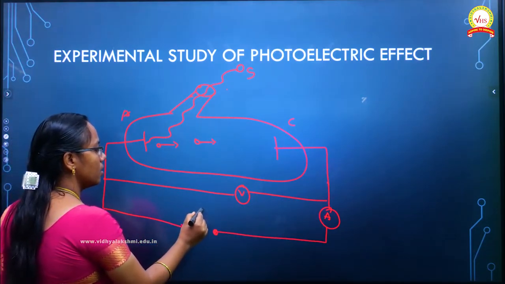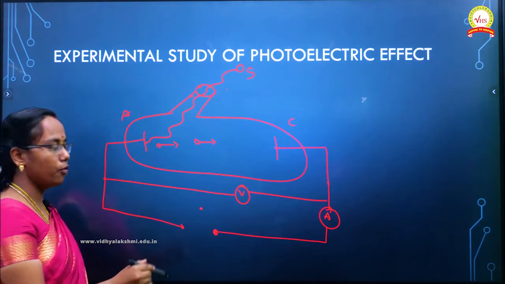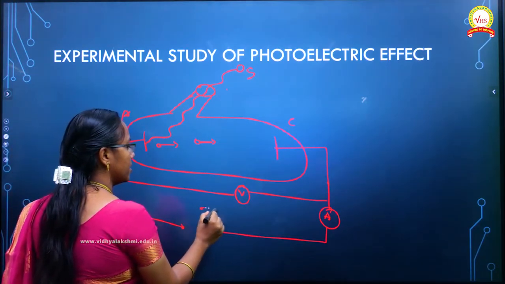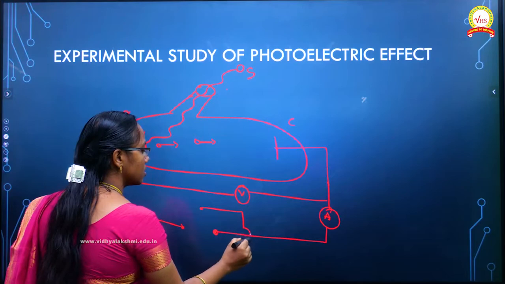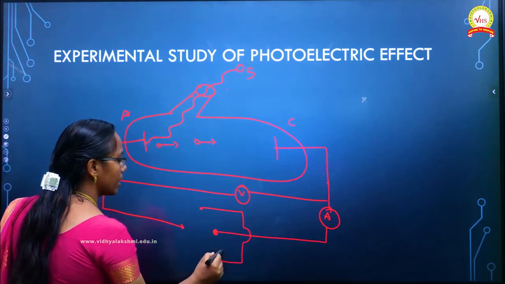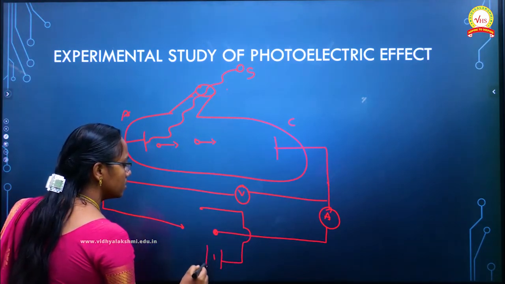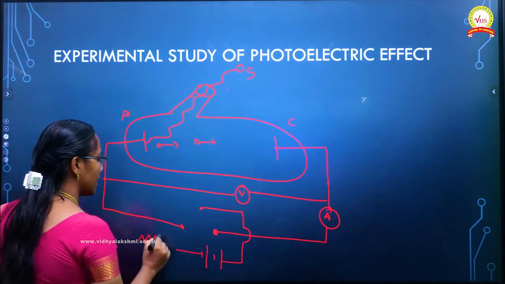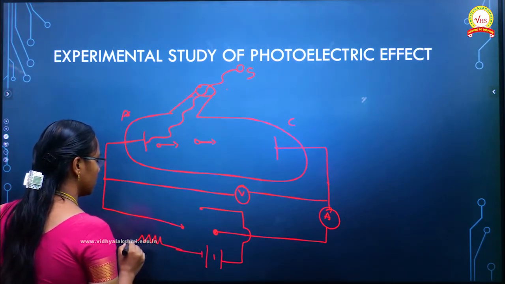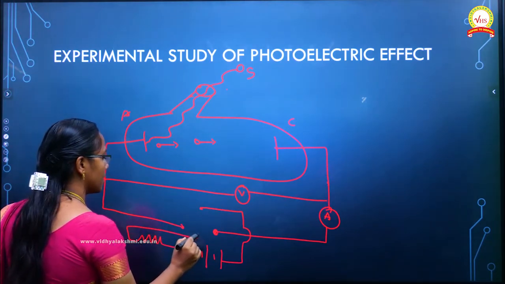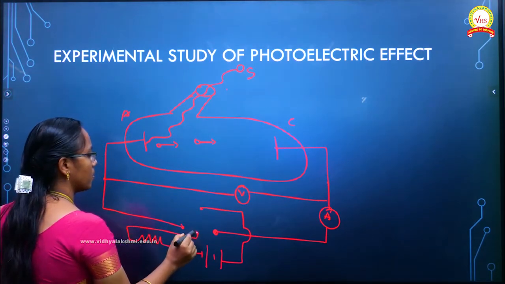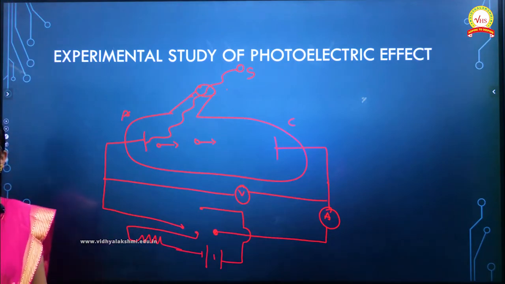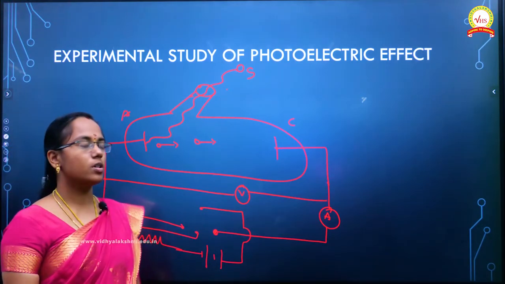In the commutator, 4 plugs will be there, across which we are going to connect a battery and further a rheostat, and this rheostat will be placed here. Now this is how the experimental procedure was.